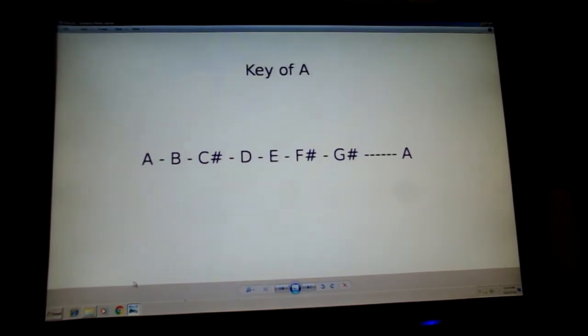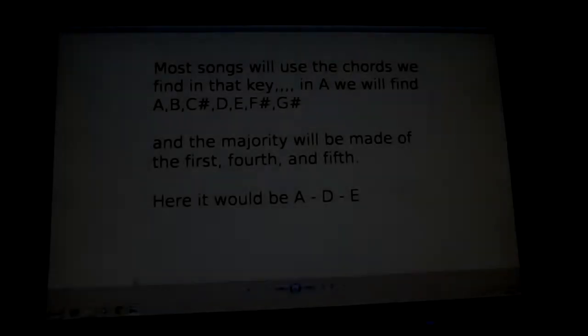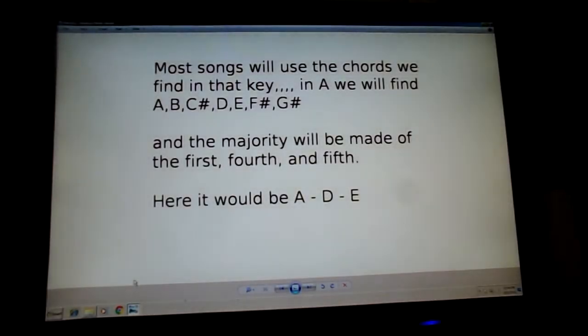Well, that's good to know, because we know that all these work really well. Most songs use the chords that you find in that key. In other words, if you're playing in A, the chords that fall there, like the B chord and the C sharp and D, are all going to fit. They're going to sound okay. But 99% of your songs are made in what we call the 1-4-5, taking the first, the fourth, and the fifth letters in that key, and those are the main chords in the song.